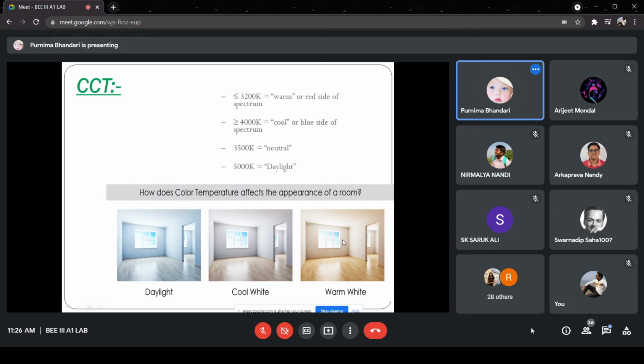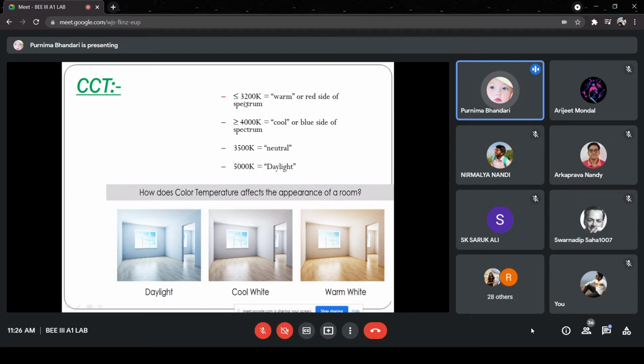Now this is just to show how the appearance will be when you light up a room with different lamps. In daylight it will be very white and clear, in cool light the white is a little bit bluish, and in warm white it is yellowish.